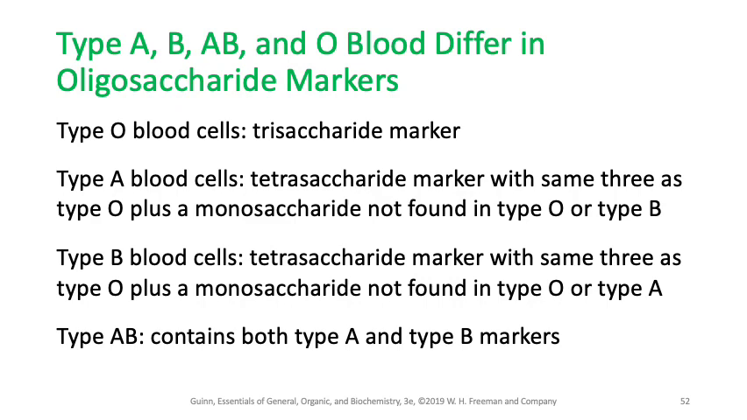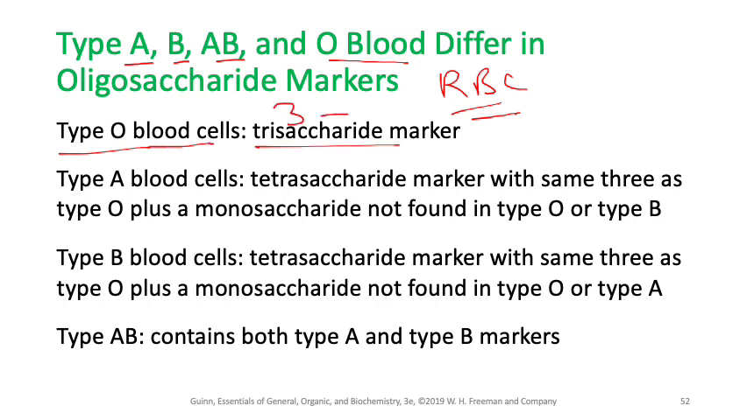So let's take an example where we can use oligosaccharide as a marker. We can take the example of blood cells, right? Blood groups, you can say type A, B, AB and O, and they are all different because of the different oligosaccharides present on the RBC, red blood cell. Type O blood cell has a trisaccharide, meaning 3 monosaccharide molecules over there. Type A blood has a tetrasaccharide marker with the same 3 as you find in O, but the fourth one is different.